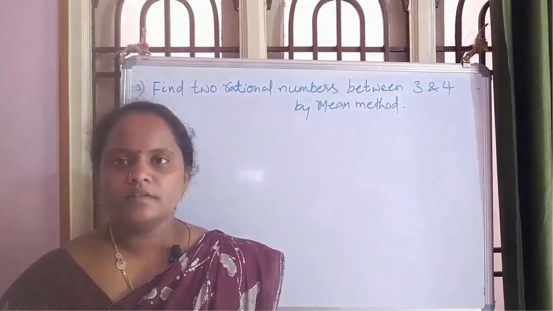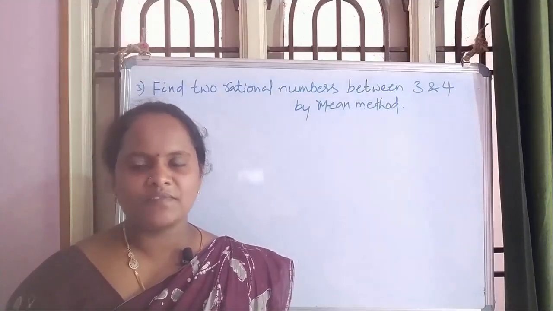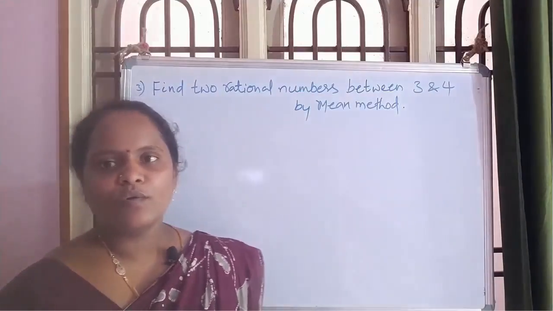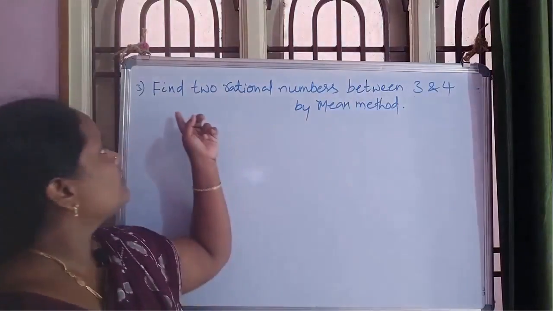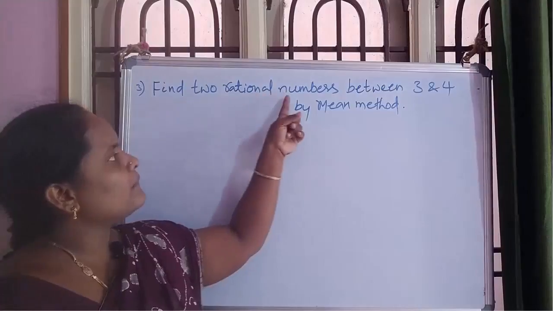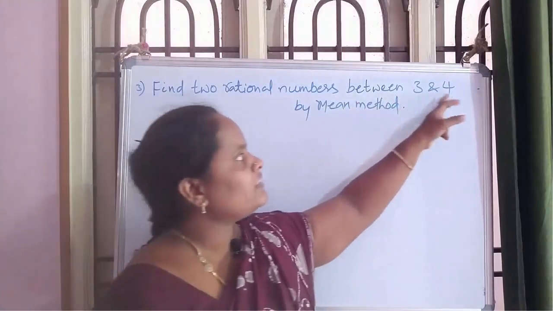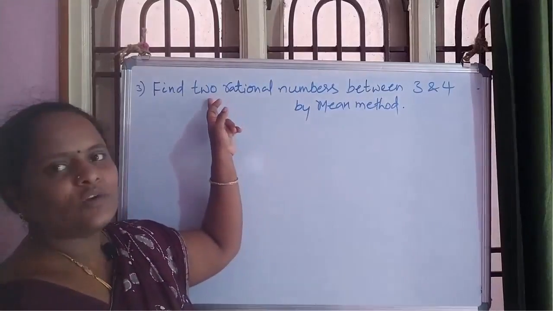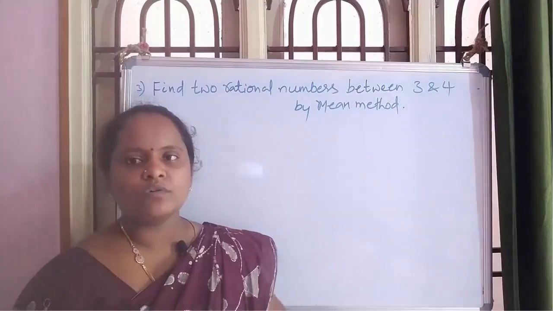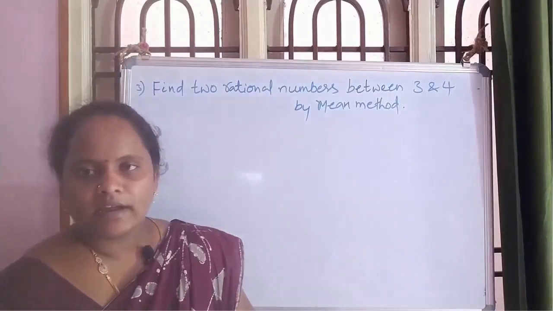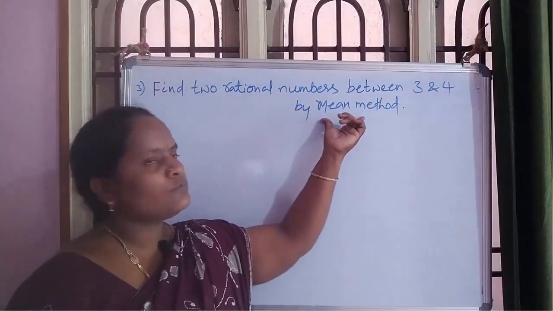So children, just now I said that there exist infinite rational numbers in between any two rational numbers. Now I have given two rational numbers. See this question: find two rational numbers between 3 and 4 by the mean method. So between 3 and 4, I need to find 2. How many will I have in between any two numbers? Infinite. Out of those, only 2 are required. And here we need to find those two rational numbers by using the mean method.